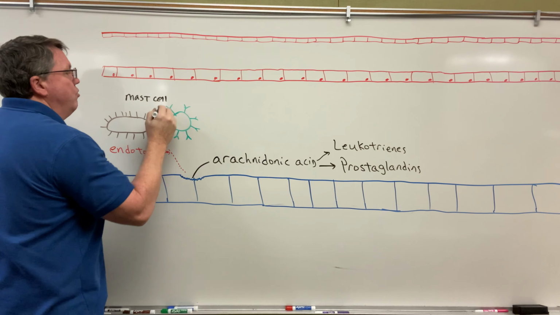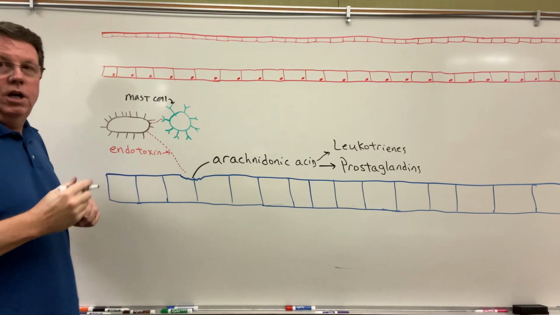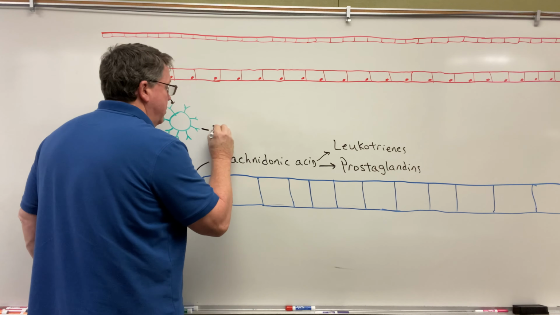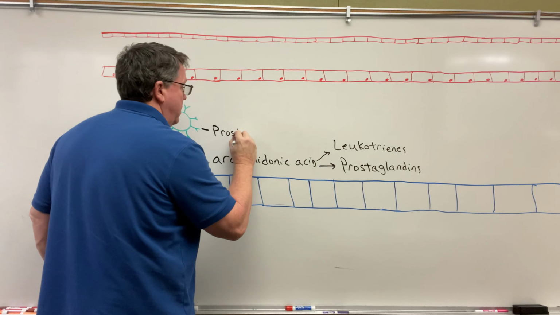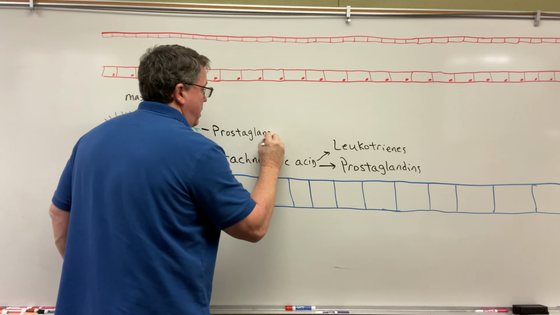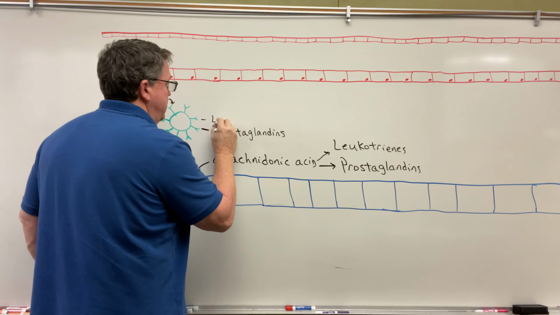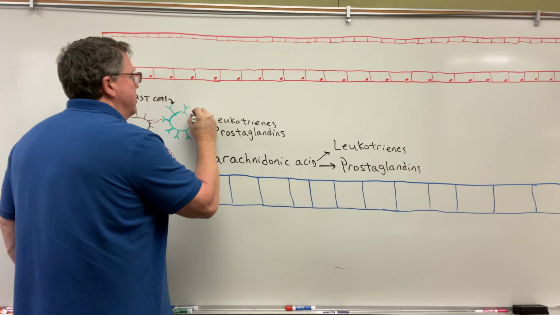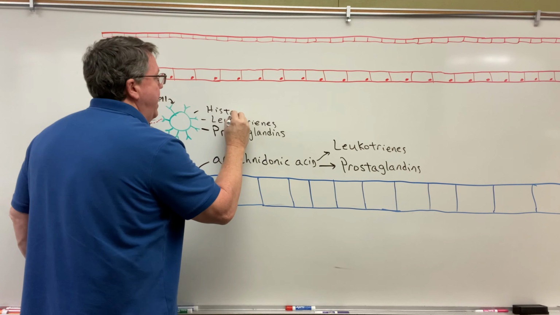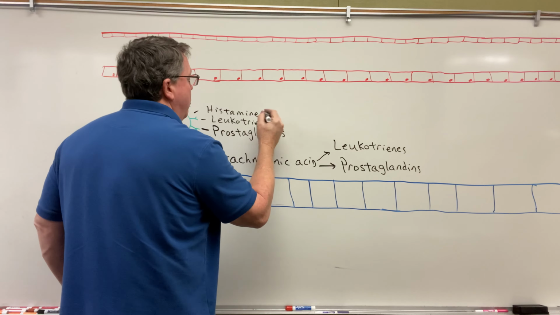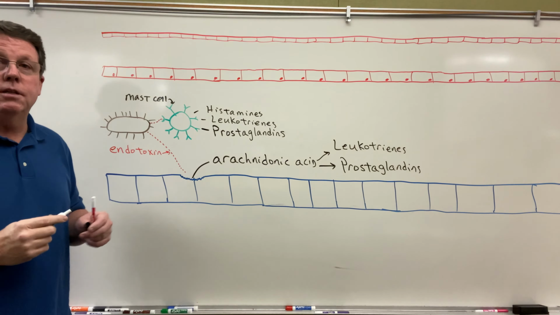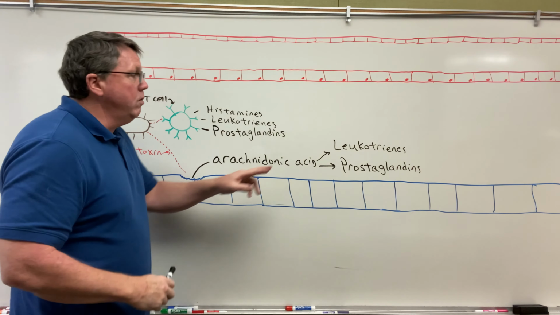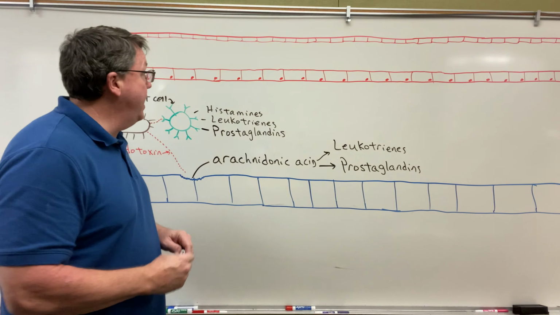And the mast cell can also produce chemicals. It can produce prostaglandins and it can produce leukotrienes. So let's go like this, prostaglandins, and leukotrienes. But the other thing that it does produce is called histamine. If you've ever had an allergic reaction, you've probably heard of histamines or antihistamines, to basically stop these from being released.